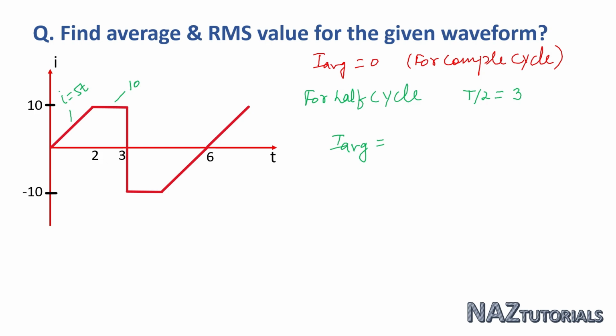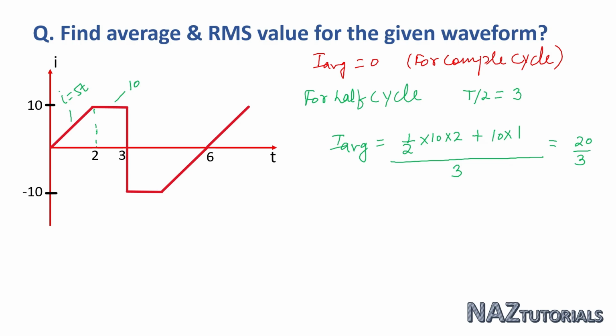So if you analyze the area, this is divided into two parts. The area of the first part is half base into height, that is half of 10 into 2, and the next part is 10 into 1, divided by the total time period of 3 seconds. So it is calculated as 20 by 3. Similarly, we can analyze the RMS value.